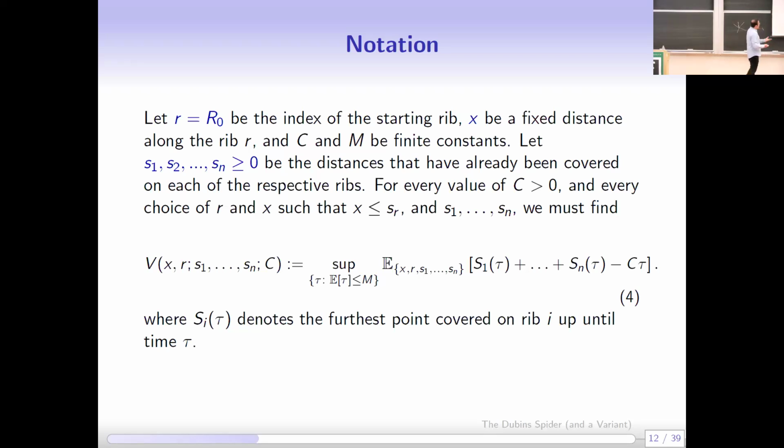And so for every value of C and for every R and X, we're going to write this value function. The value function is as before. We take X, the fixed distance along the rib R. The distance is covered, S1 to Sn. This value is C. We're going to simplify it to be a half later on so we don't have to deal with it in general. It's just going to be the sup over the expected value of tau bounded by some M of the expected value as before.